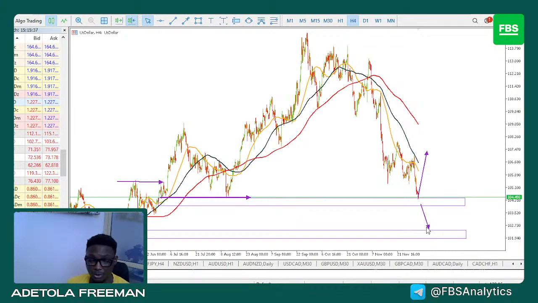We're still going to delve deeper into the whole technical analysis thing once the release is out, or a few minutes before the release comes out.